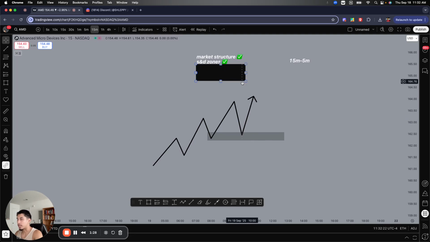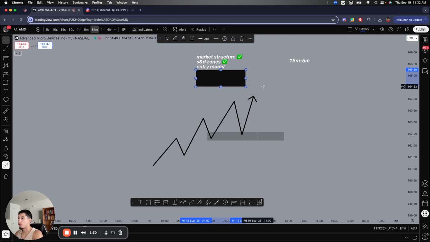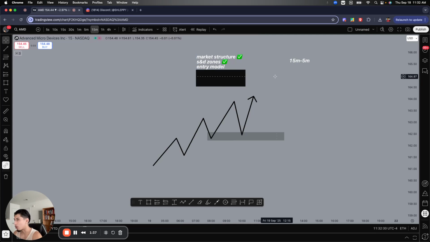So that would be supply and demand zone, market structure. Then after we get these, what would we be looking for? We would be looking for an entry model. Once we've identified structure, and once price tapped into our zone, all that's left is an entry model. So what entry model are we going to use in this case? We are going to be using four different types of entry models. But here's an example.